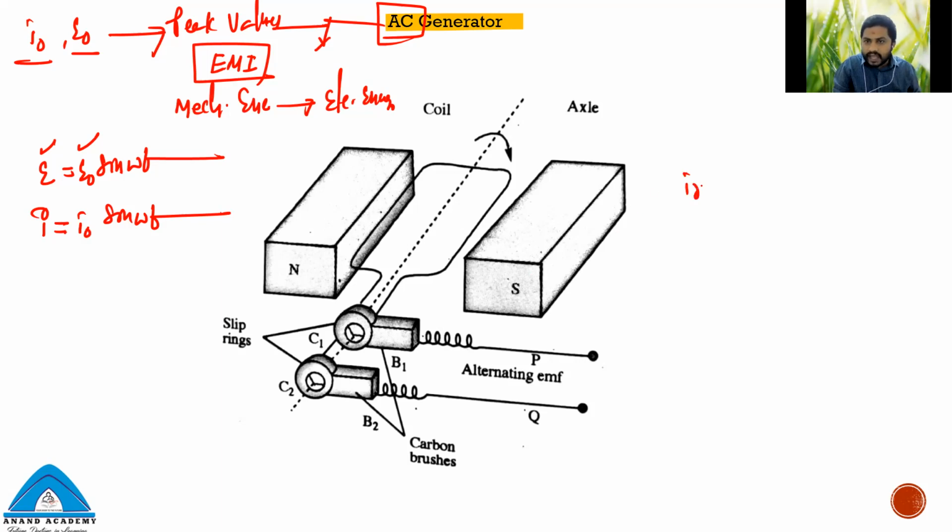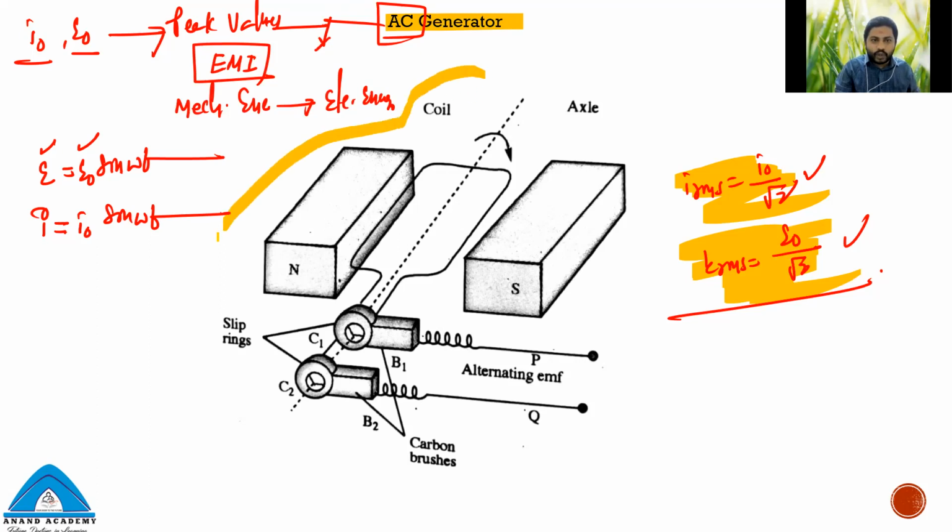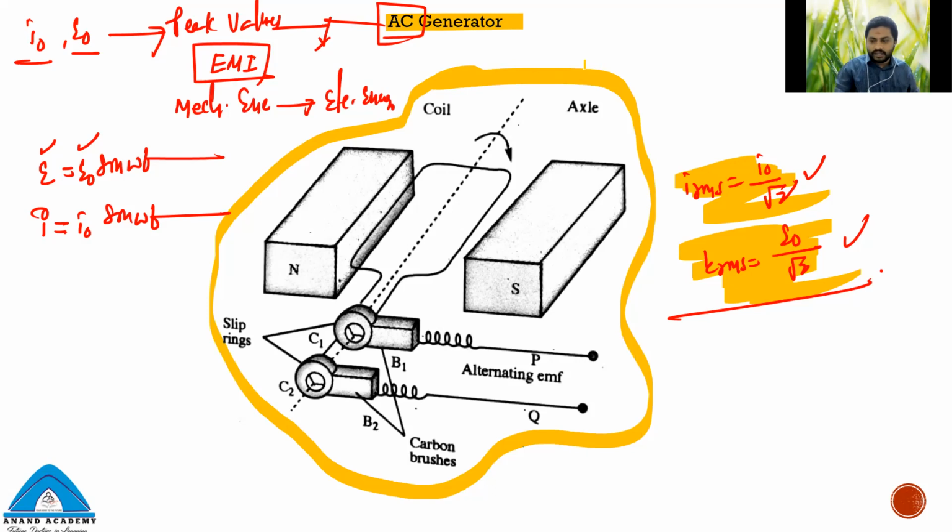And you know, IRMS is equal to I naught by root 2 and ERMS is equal to E naught by root 2. When you have the peak values, you can find the RMS values. Remember, you can find the RMS values when you have the peak values: I naught by root 2 and E naught by root 2. So this is about the AC generator. The parts and the working are not at all required for us. If you want, just go through your second PUC or class 12th books.